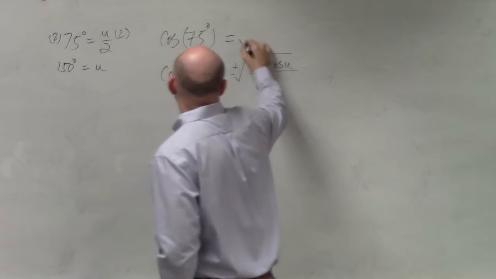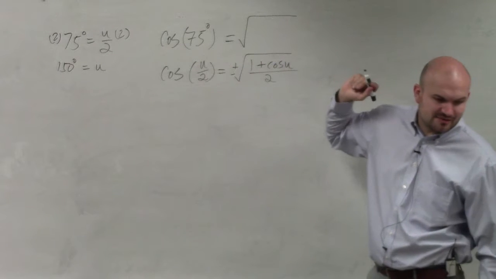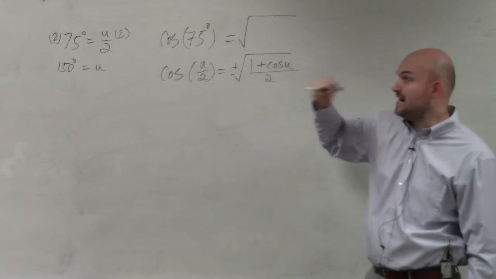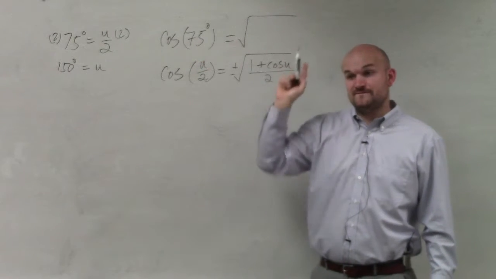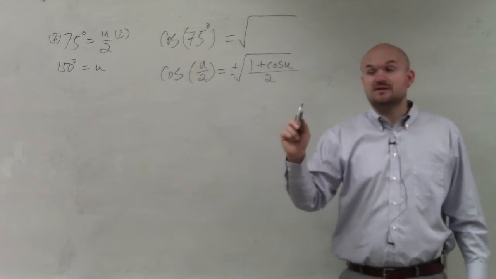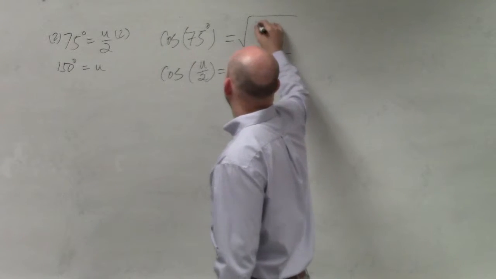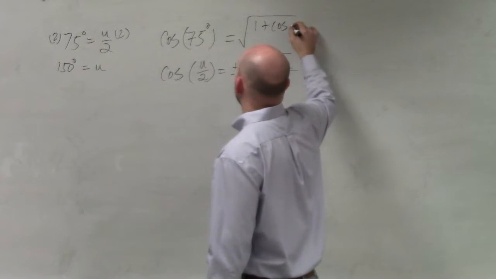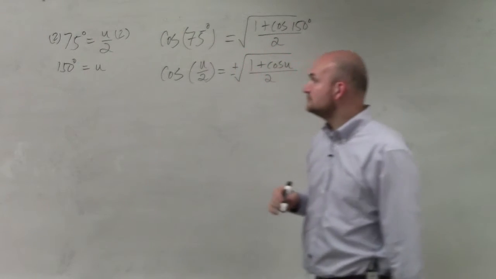So now, when I plug this in, to determine if it's plus or minus, if you guys read on there, it says the sign depends on the quadrant in which u over 2 lies. 75 degrees lies in which quadrant? First quadrant. Cosine is positive, so therefore it's going to be plus. So therefore, I'd have 1 plus the cosine of 150 degrees all over 2.